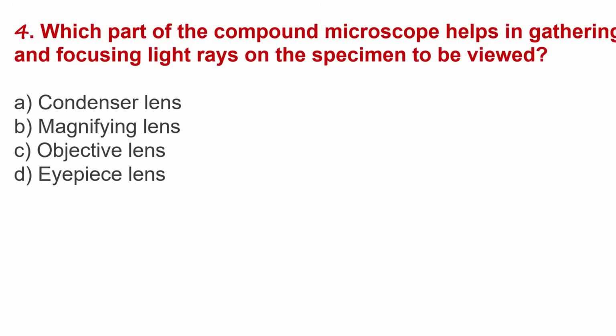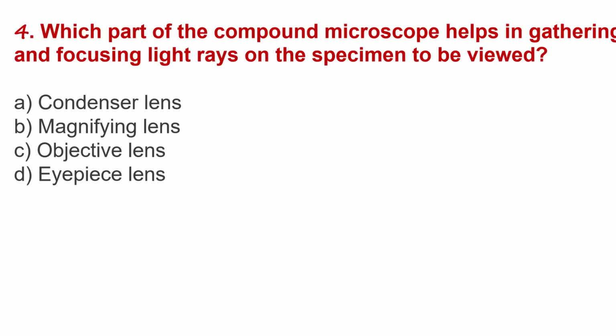So then question 4, which part of the compound microscope helps in gathering and focusing light rays on the specimen to be viewed? A. Condenser lens. B. Magnifying lens. C. Objective lens. And D. Eyepiece lens. So we have different types of light microscope, and an example of it is the compound microscope.